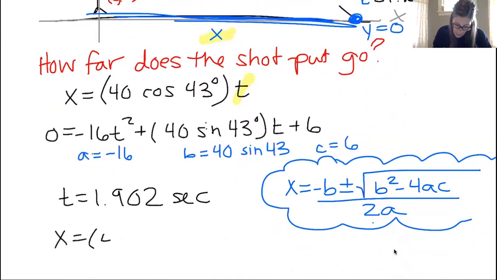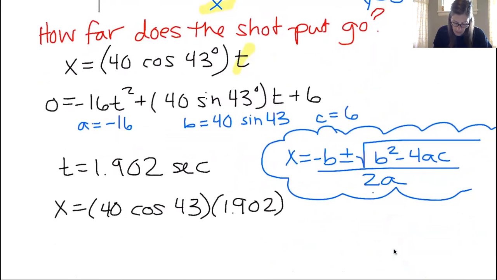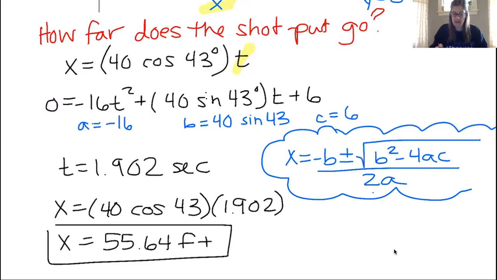X equals 40 times cosine 43 times 1.902. I'm going to do the rounded version because that's on my calculator on my computer, and I don't have that on my calculator over here. So I'm going to type in 40 cosine 43. Make sure you close that parenthesis, times 1.902. And it looks like the shot put goes 55.64 feet. Okay, so that's how far the shot put went, which is a pretty good throw, as I understand it. Correct me if I'm wrong.